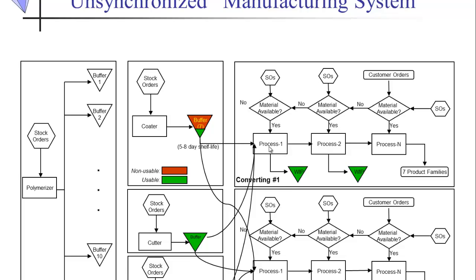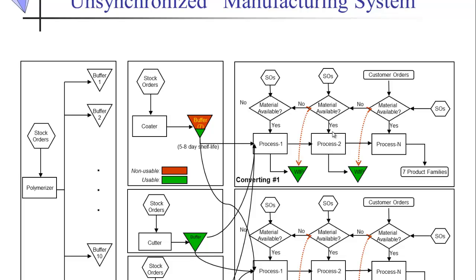So a sales order would come in, they would run through a conversion process, and away we go. They had something like 7 conversion lines and 50 product families and so on and so forth. So it was quite the complex system.